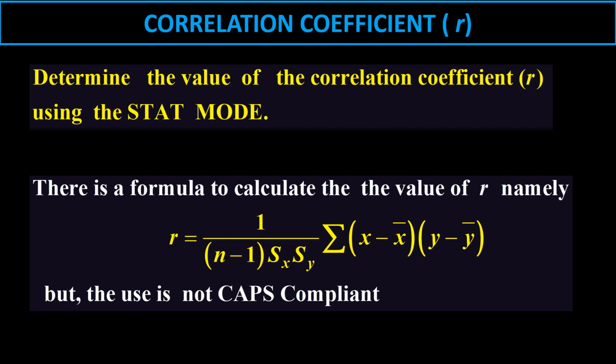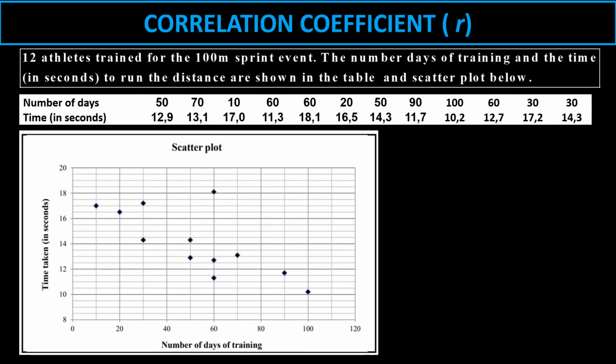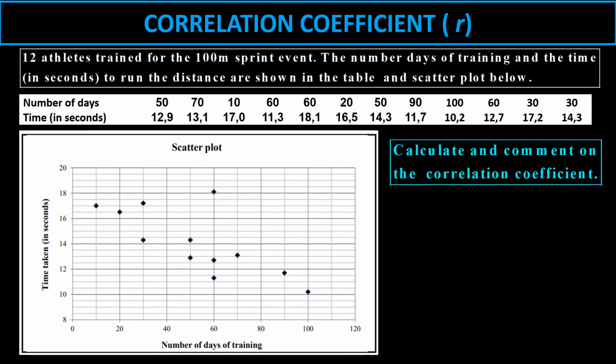There we have standard deviation. We're not going to bother doing that. You just use your calculator to get the correlation coefficient. Okay, so let's take an example now. We take our same example of our 12 athletes, and we want to calculate and comment on the correlation coefficient. So using the calculator, that is the correlation coefficient.